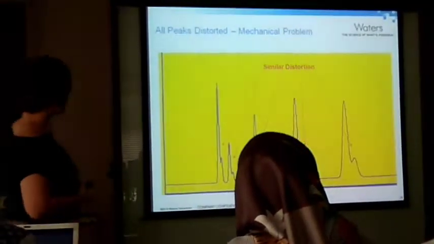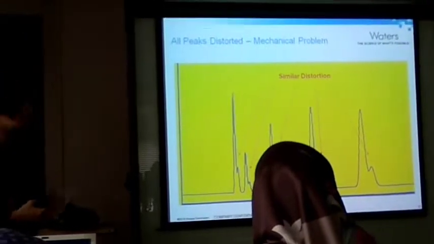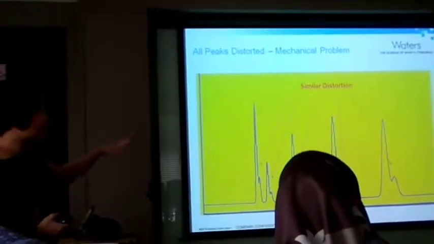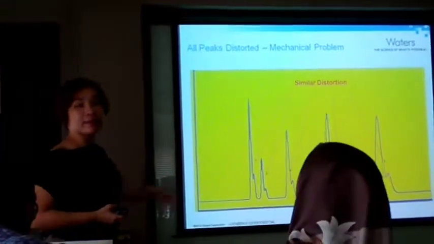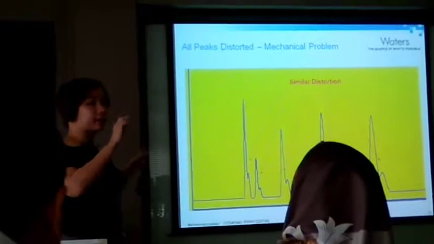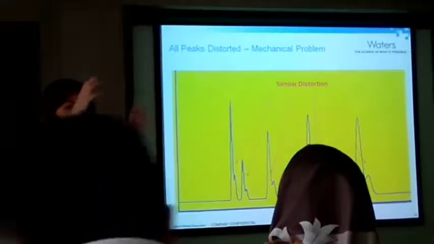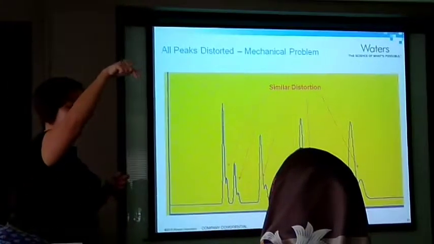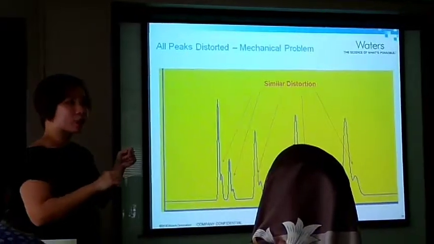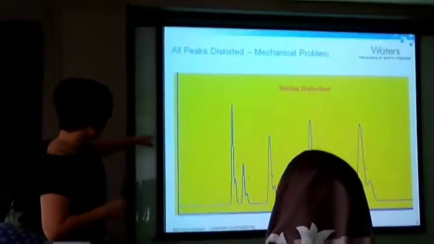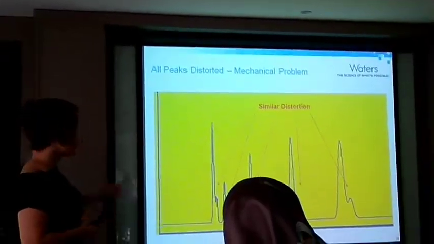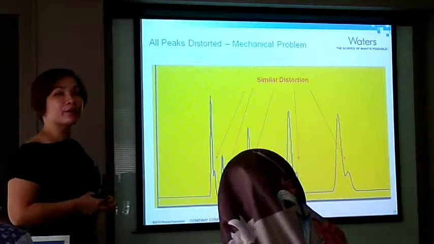So when you see this, a very common profile, immediately you should suspect that this is a mechanical problem, which means the first thing you should check is the connection on your tubing, the connection from your system to your column and on the system itself, because any void on the system or the column will give you this kind of problem. Do you see this kind of problem very often?